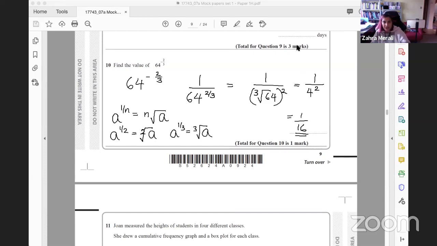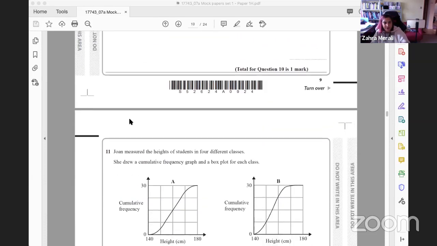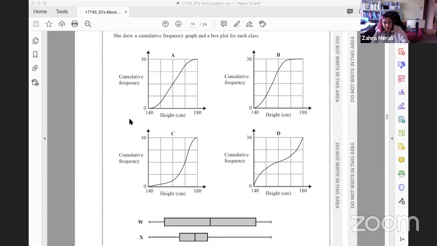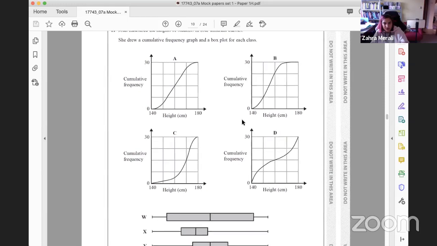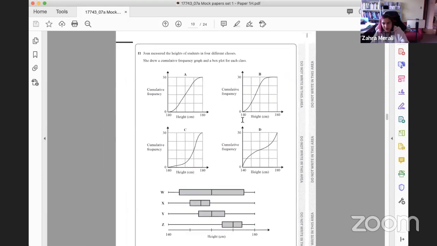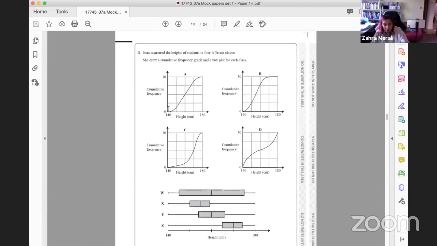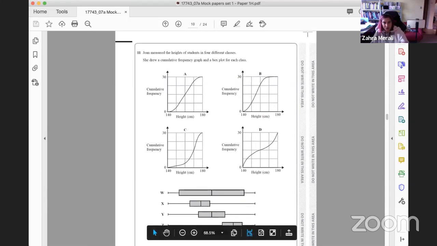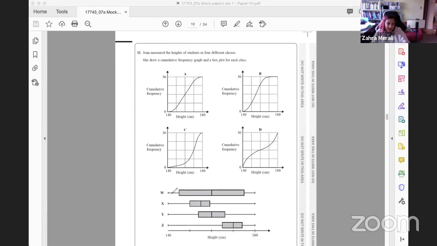Right, question 11. So we've got some cumulative frequency graphs. I'm going to try and make this so you can see it all on one page. What you're doing is matching up the graph to the box plot. So if you want to imagine these, that's your smallest number on a box plot, that's your largest number, and that's where the median is.